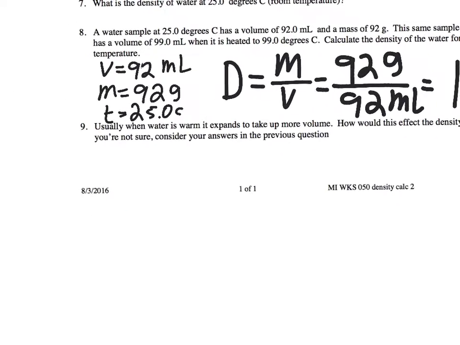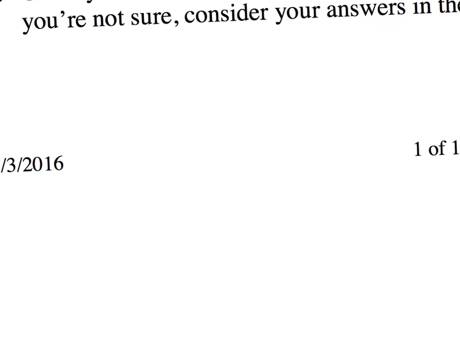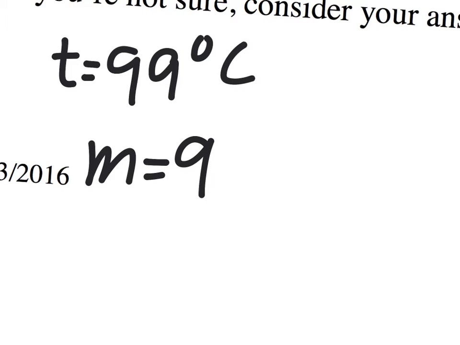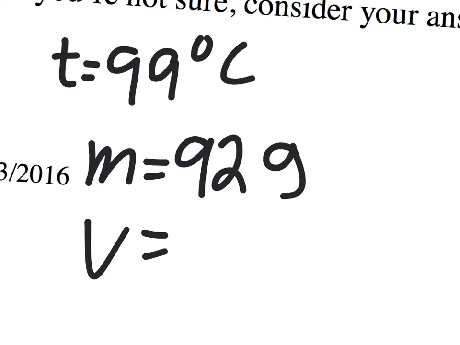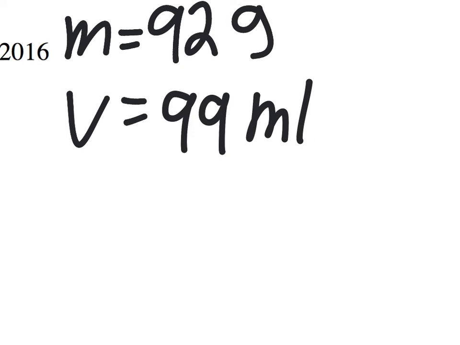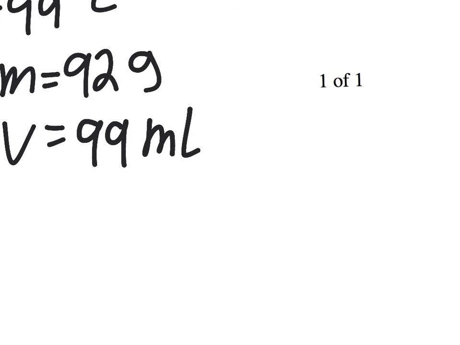So let me just refresh my memory. We're talking about 99 degrees Celsius. So at 99 degrees Celsius, that's our temperature. We still have a mass of 92. But the volume has changed. See, it's the same amount of water. The mass is still the same. It's not any heavier just because we heated it up, but it does take up more space. And so now it's 99 milliliters. It's the bigger volume. Most things tend to expand when you heat them up like that.